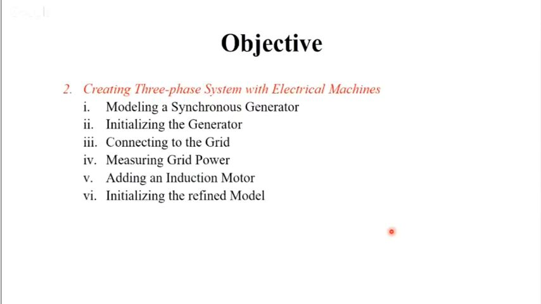The second one is creating a three-phase system with an electrical machine. In this, first we model a synchronous generator. Then we initialize the generator, and connect it to the grid. Then we measure the power of the grid. Then we add an induction motor as a load.